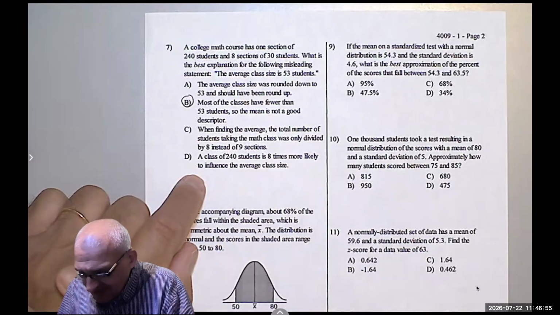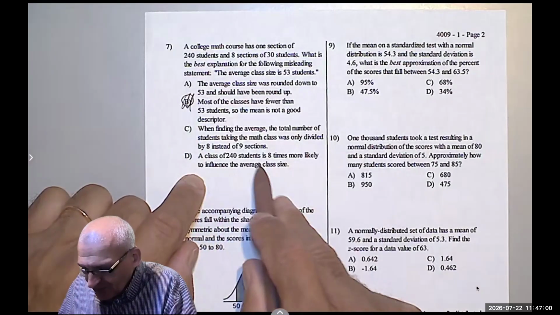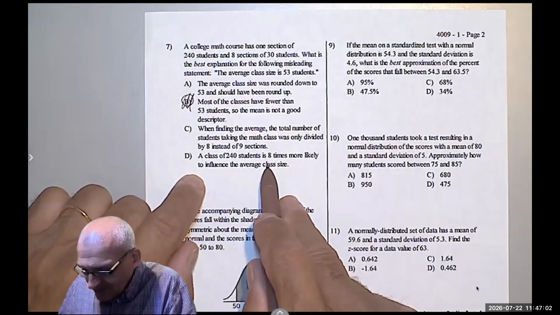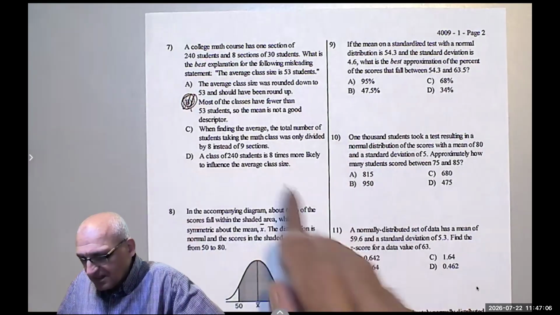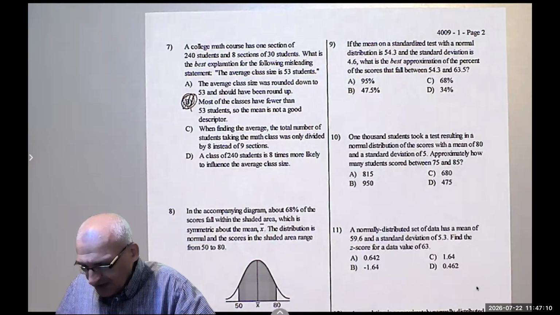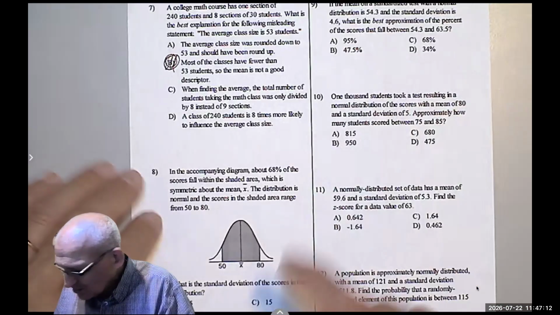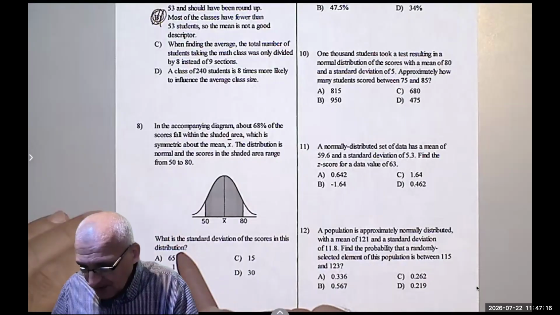Is it B or D? Because a class of 240, no, I think it's D. The class of 240 is 8 times... No, no, no. It's B. I didn't read it. Is 8 times more likely to influence. What does that mean? It will influence anyway, not 8 more. 8 times more. Okay. No, I think it's B.